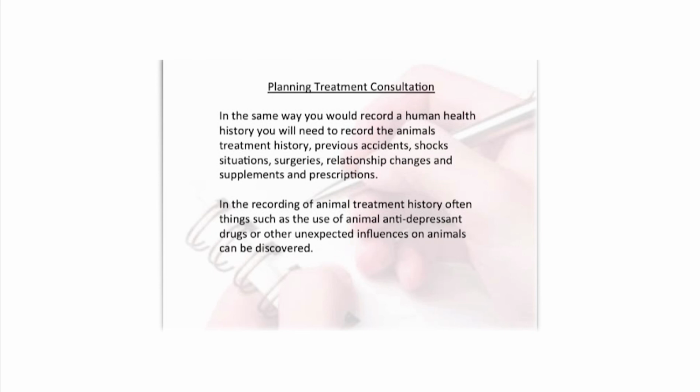Now, planning treatment. In the same way you would record a human health history, you'll need to record the animal's treatment history: previous accidents, shock situations, surgeries, relationship changes, and the supplements and prescriptions the animal is being provided. All of these things have an impact in the same way as they do on a human, so we have to record that history. Often you'll find things that you may not have thought were happening, like animals being on antidepressants, or all sorts of things that can have a big influence on the animal itself.